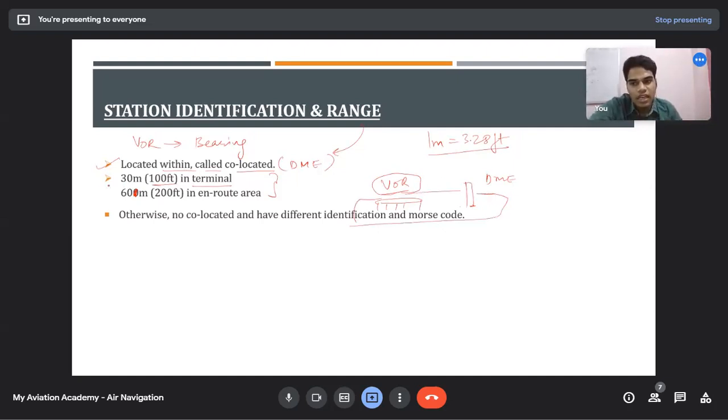This is the range. For the en route area, it should be at most 200 feet. That is the maximum we're talking about. If these two facilities are present within these two ranges, that is when we can have a co-location. That's what we're talking about.